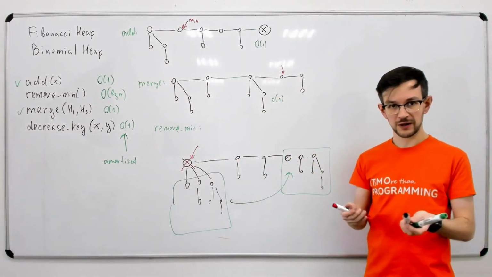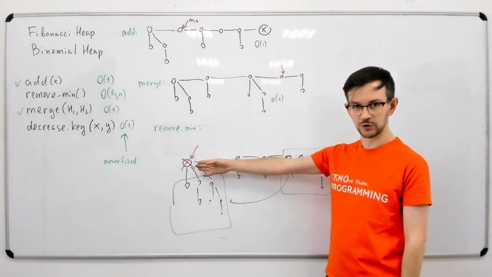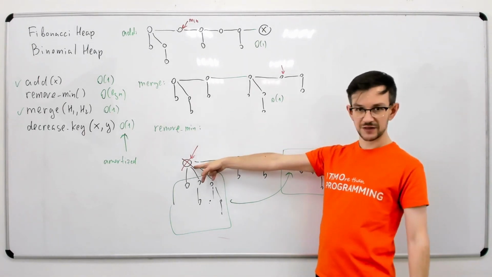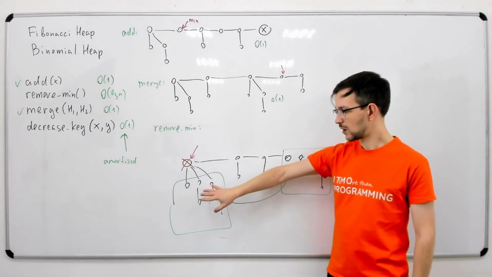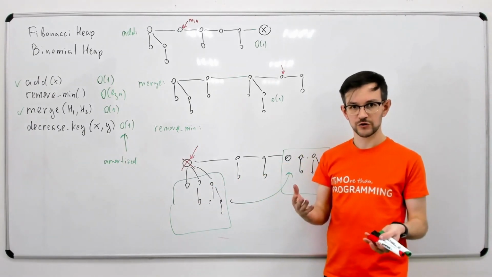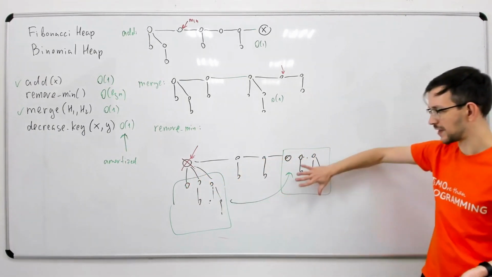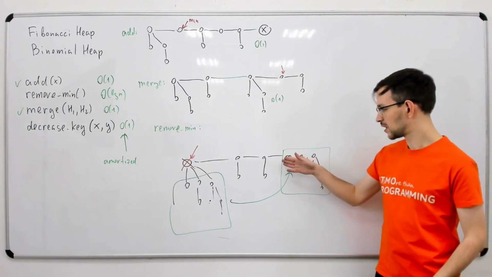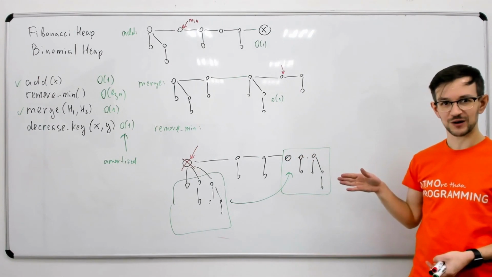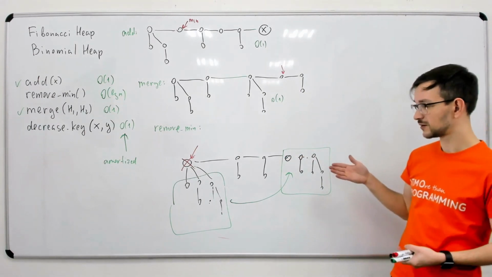Again, how to remove the minimal element? We have the link to the minimal element. We take this minimal element. Now take all its children. All children are good trees. So we take all these children and move them to this root. Now we have some more trees in our Fibonacci heaps, but it's fine.